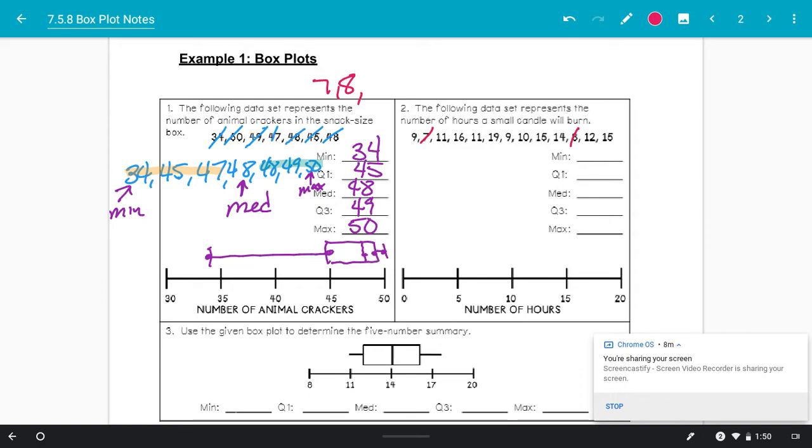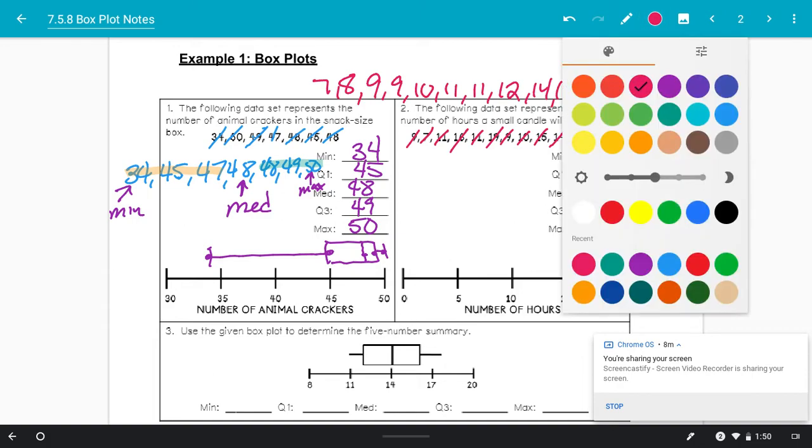We then have 9 happening twice, so I'm going to list that out twice. We then have 10. There are 2 11s. We have 12. And no 13, but there is a 14. There are 2 15s. I have a 16, and then our final number is 19.